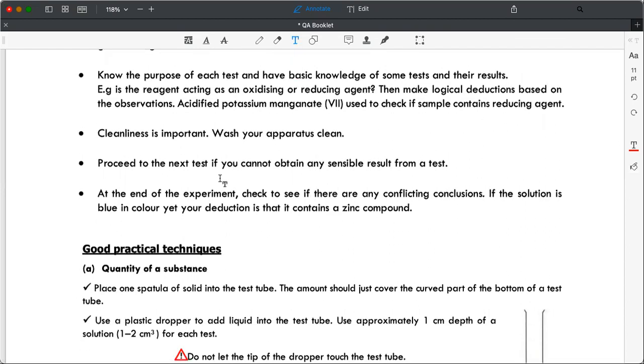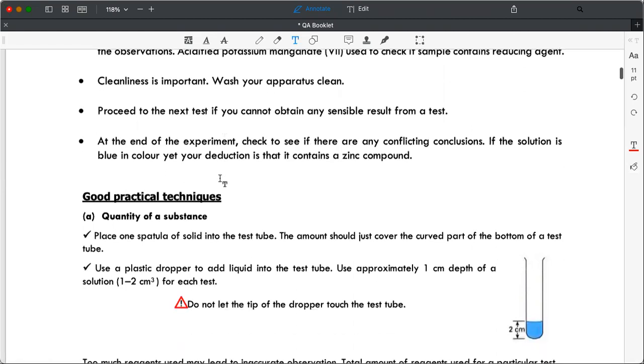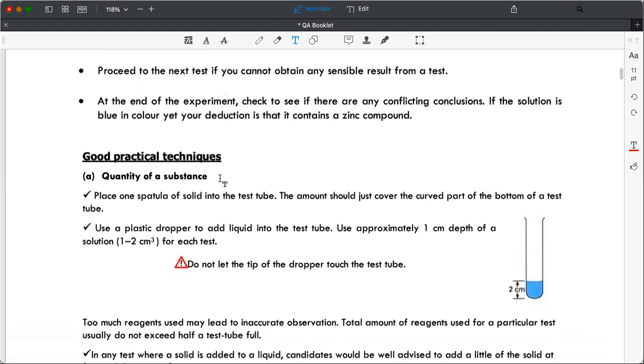Do not waste time thinking about what is the identity at that point. If you couldn't get any sensible result, just move on because time is limited. You do not have the luxury of the whole day to do the whole practical. So please move on in view of the time limit. Okay, just move on. It's better to lose 1 or 2 marks than to lose the 10 marks thereafter.